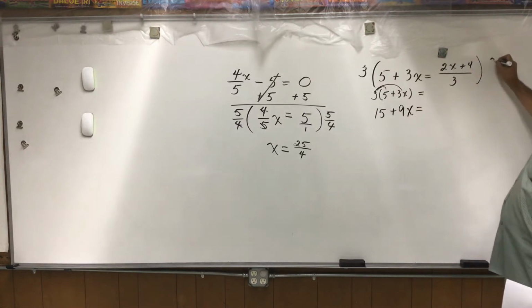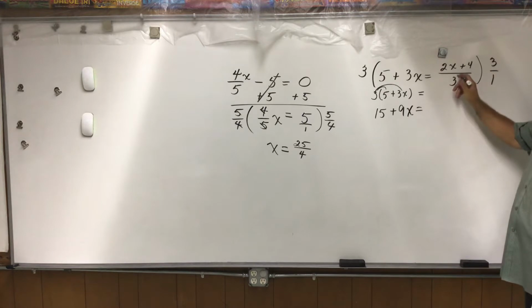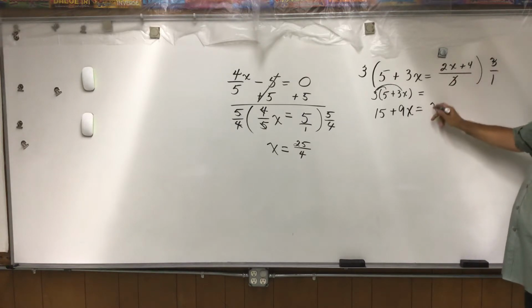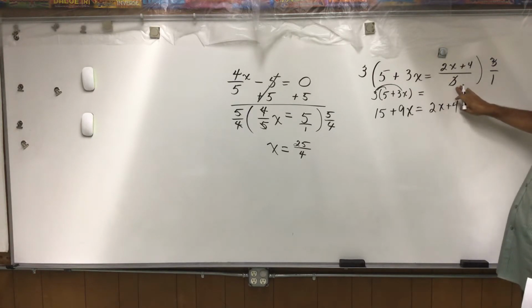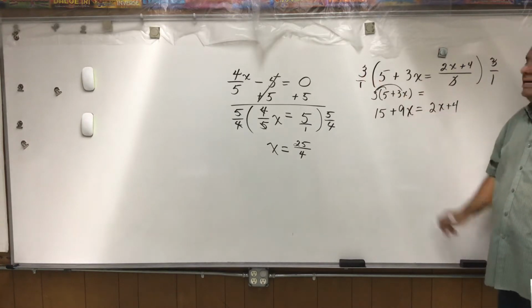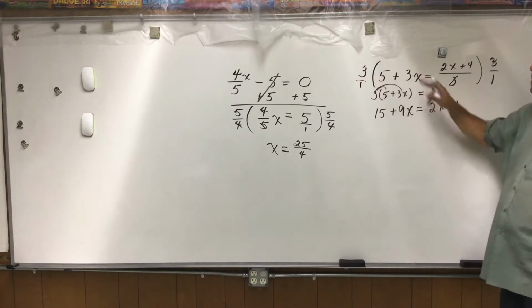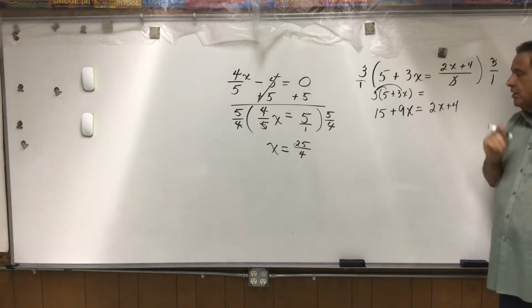Now, if I multiply this side by 3 over 1, what happens to these two 3's? They simplify to 1. I'm only left with the 2x plus 4. So what did I do? I eliminated this fraction by multiplying by its common denominator. This is like multiplying by 3 over 1, so this is going to be 3 times this binomial. So we have to use the distributive property. You're going to see that, so be very careful.